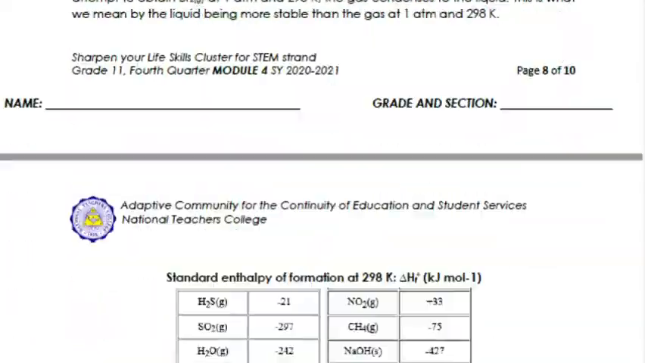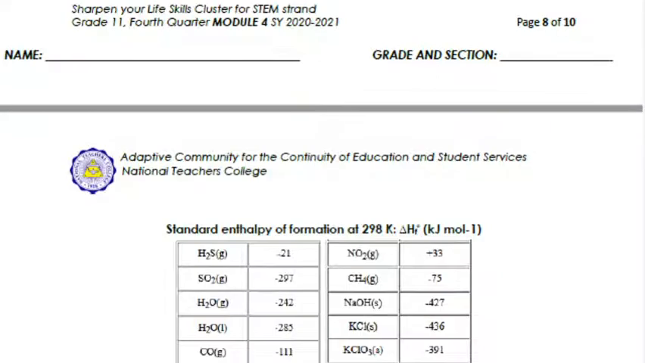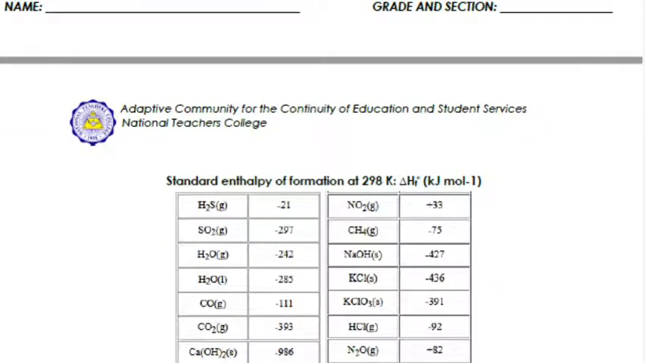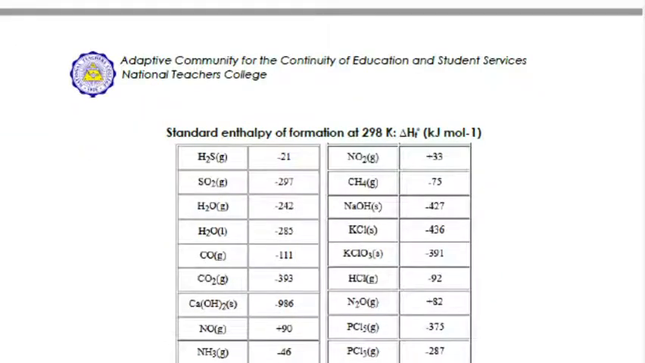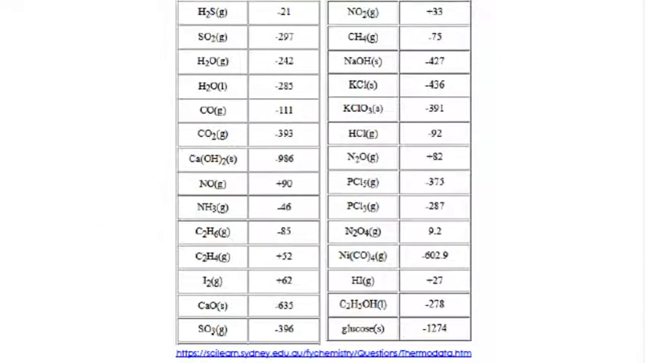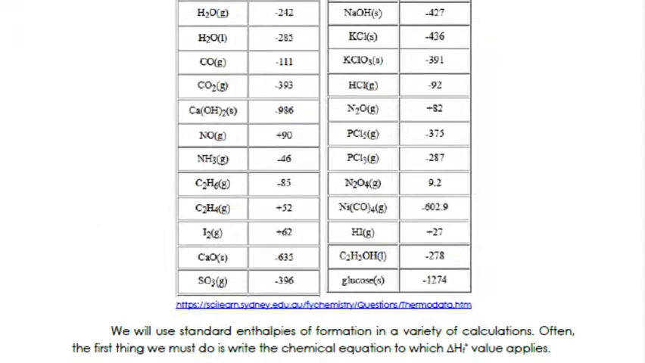So these are examples of standard enthalpy of formation at 298 Kelvin. Its unit is kilojoules per mole. For the exercises, you may refer to the values of standard enthalpy of formation in this table.